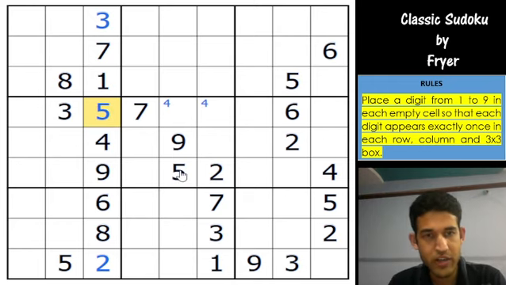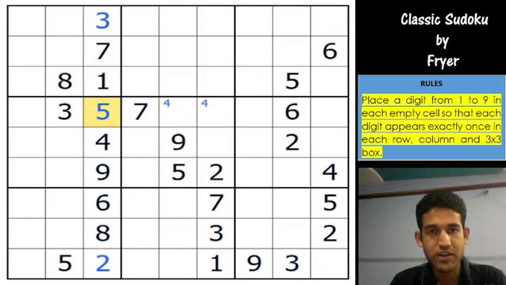So now you guys might have understood what I was referring to when we can start by looking at columns, because this column gets quickly filled, right? And that would surely help us in solving the Sudoku.